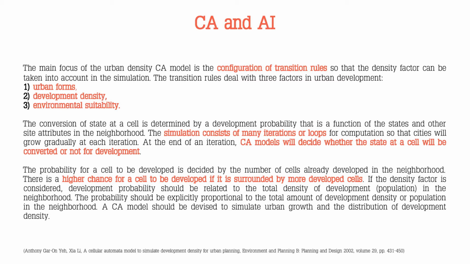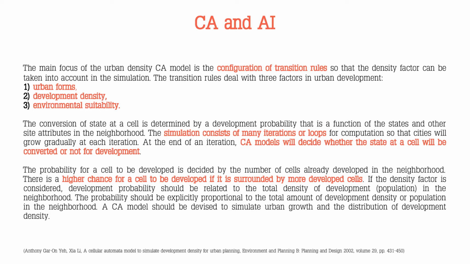So in this case, the development of the cell is based not simply on the existing data, but on probability. Read it together. The conversion of the state of the cell is determined by a development probability that is a function of the states and other attributes in the neighborhood. This basically means that because cellular automata are based on changes, on prediction of possible development of the cells, this kind of change is based on probability. This probability concerns all the states of every single cell in the neighborhood.